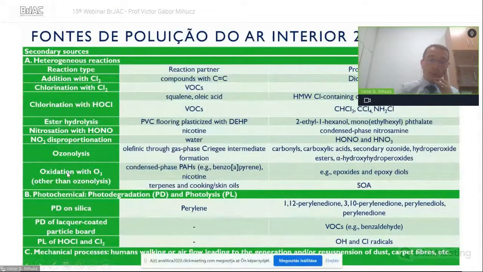And there is also another part of the oxidation with ozone that does not involve ozonolysis, like, for example, the reaction between cooking oils and ozone, or the skin oil that we have on our skin, terpenes, or polyaromatic hydrocarbons. Also to this category belongs photodegradation and photolysis, which involves mainly surfaces. It's again a very, very complex issue. As I told you, it's important to take into consideration the human, the building material, all the surfaces that can act as a sink, or they can also release pollutants, or chemical reactions can happen on the surfaces. And we also have mechanical processes like human walking or airflow leading to generation or suspension of dust and carpet fibers.